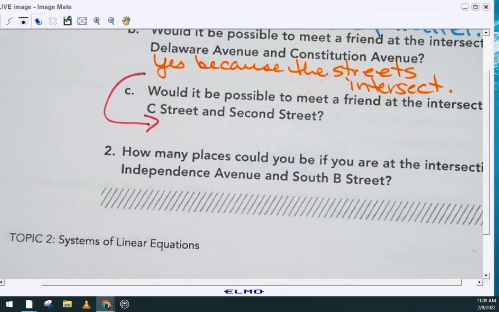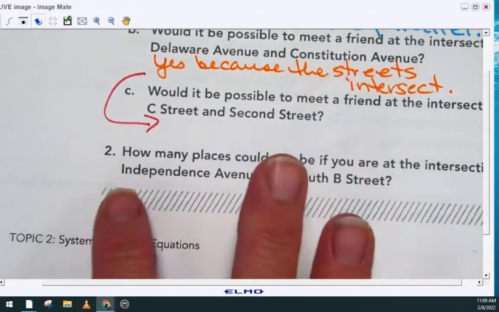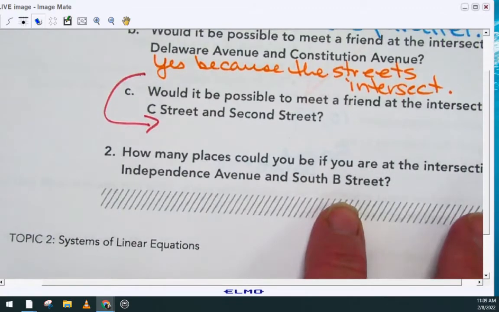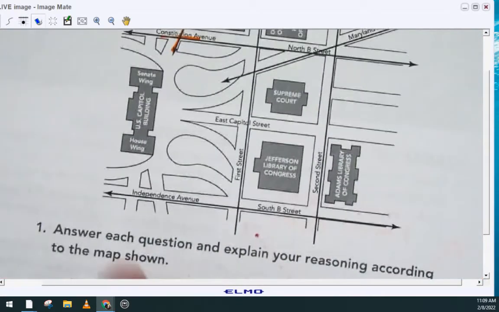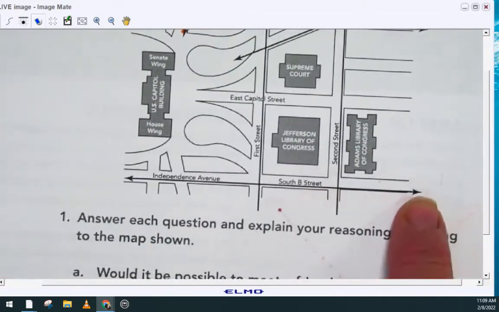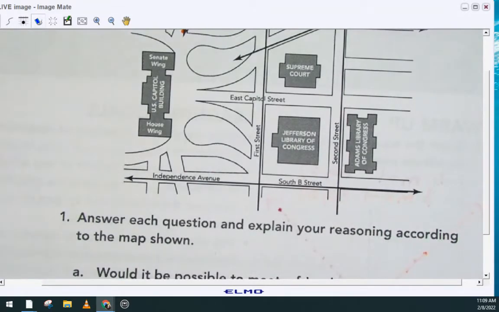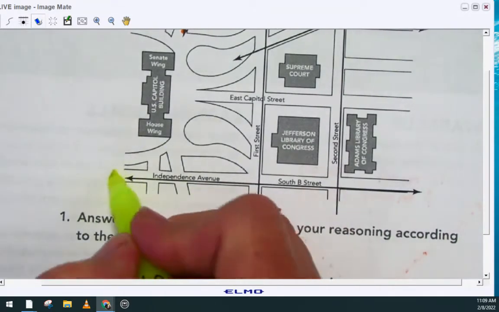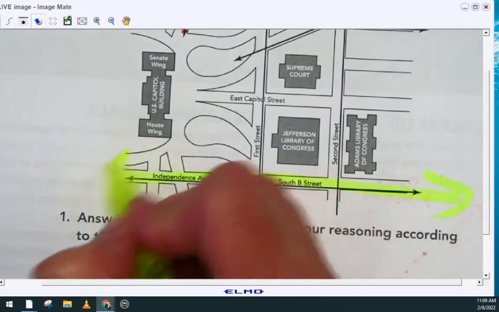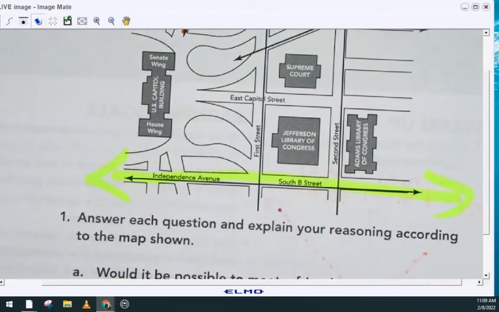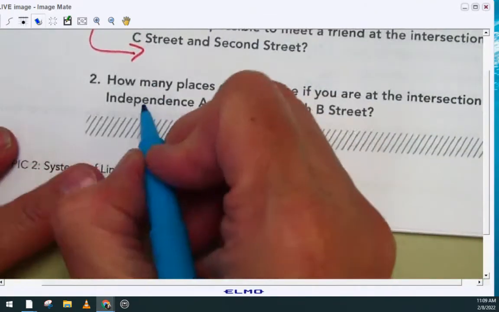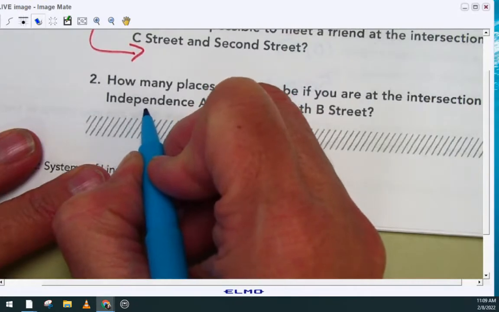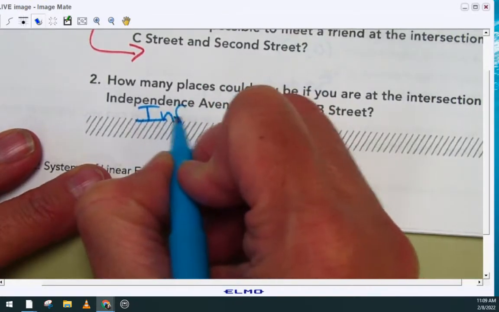The next one. How many places would you be able to meet at the intersection of Independence Avenue and South B? Well, look here. Aren't they the exact same street? So the whole thing is the same street. So how many places? Infinitely.